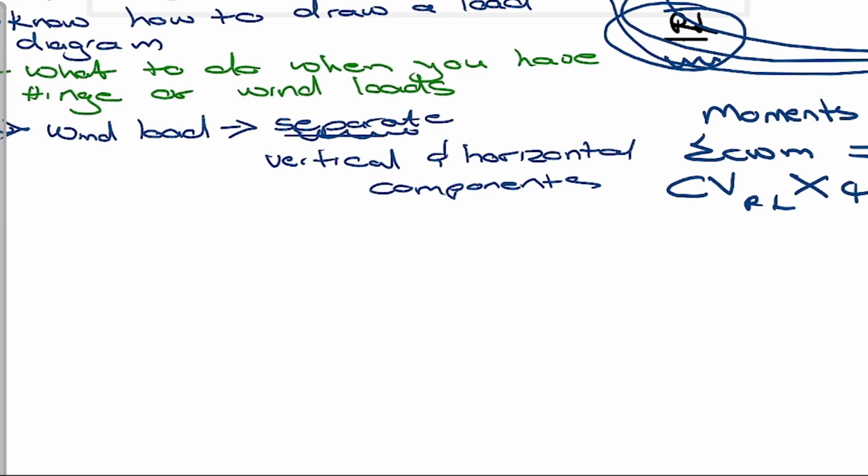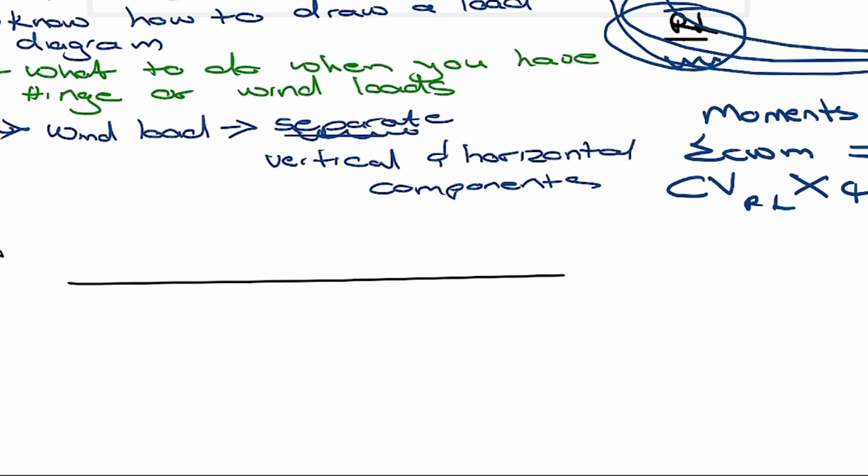You need to know how to separate your wind load into a vertical and horizontal component. Understand that you also do the same with the hinge. If you can separate that, then on your load diagram, what is important for you to know is that if you have different forces, let us say that we have written it down, and then we have our hinge over here, right?